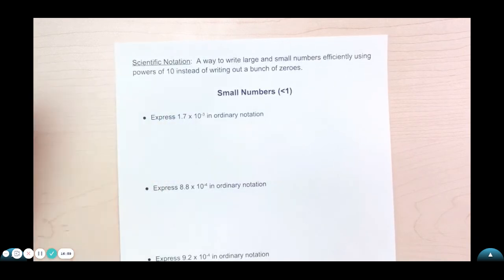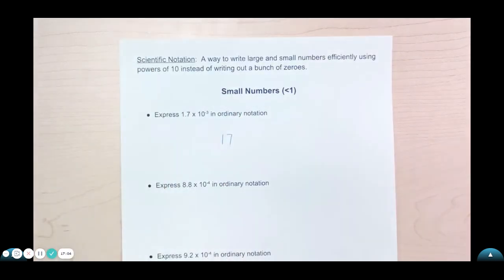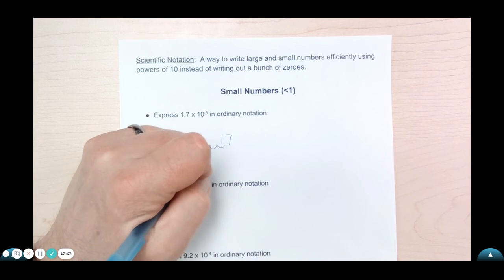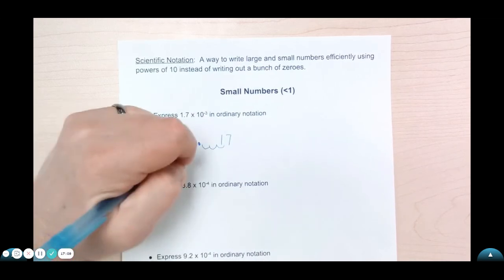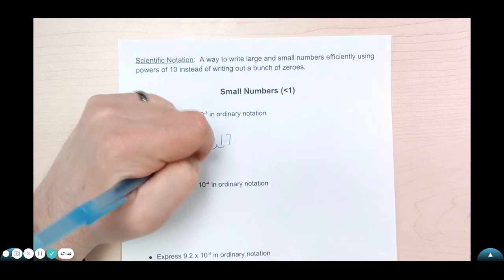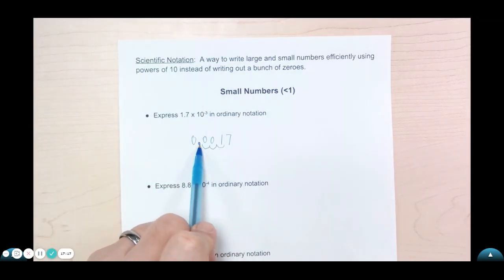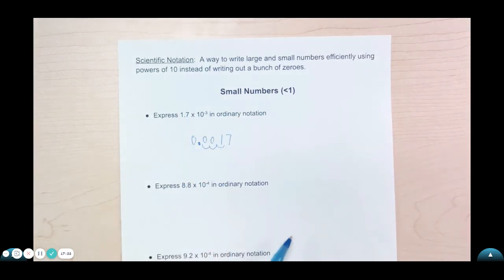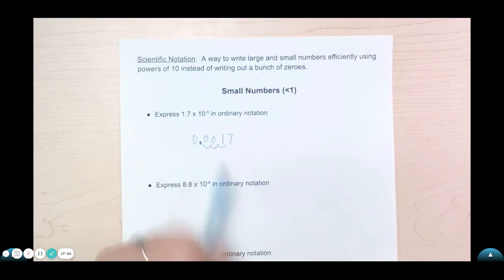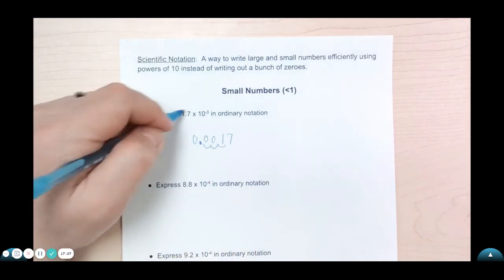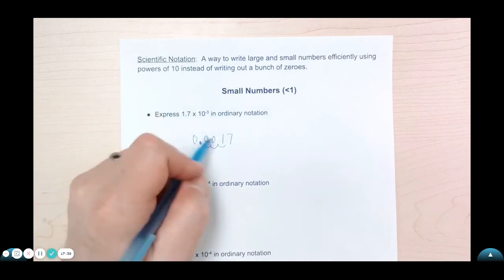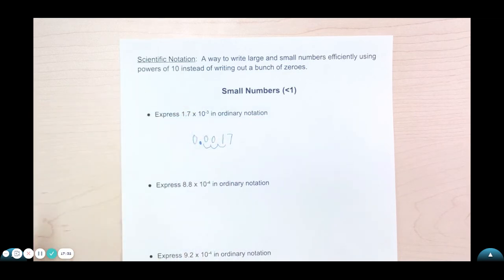So 1.7 times 10 to the negative third. Here's my 1, here's my 7. 1, 2, 3. 3 decimal moves. So there's my decimal. Let me fill in with some placeholder zeros here. So I had to move it 3 times. There's the decimal. That's where it began. That's where it got moved to. I just backfilled with placeholder zeros. 0.0017. Once again, notice 2 significant digits in this number, 2 significant digits in the ordinary notation version. You can't change the number of significant digits.